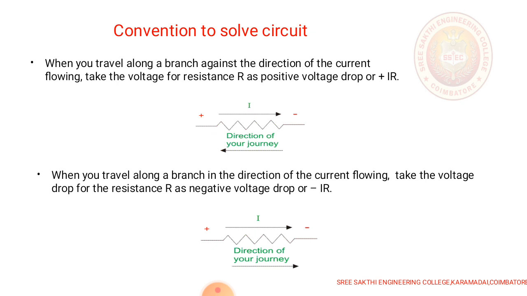Convention to solve the circuit. First thing is, if the branch current and the loop current are in opposite directions, then the voltage across the resistor should be considered as a positive voltage drop, that is plus IR. If the current direction and the branch direction are in the same direction, then we have to consider the voltage drop across the resistance as a negative voltage drop, or minus IR.